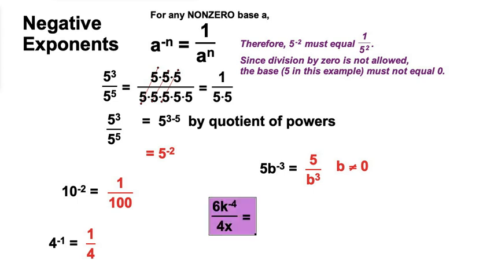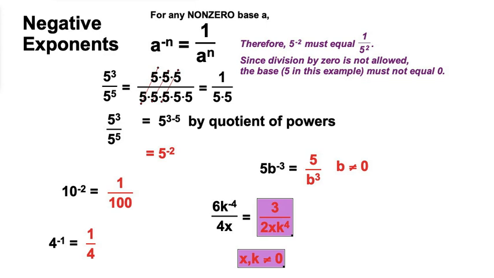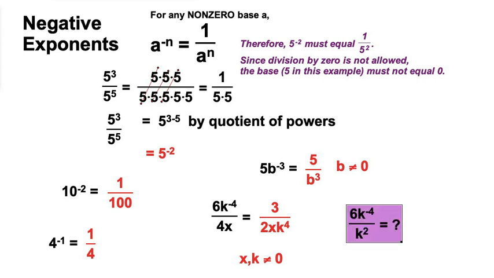You'll see that a lot more in algebra too. All right, how about this guy? Now, the k has a negative exponent, so only the k is going to move. I can simplify, I can factor out a 2. So I've got 3 over 2x, k to the fourth. And of course, k and x both are non-zero. Remember, since we're talking about law, what is illegal in math? Division by 0. Undefined.